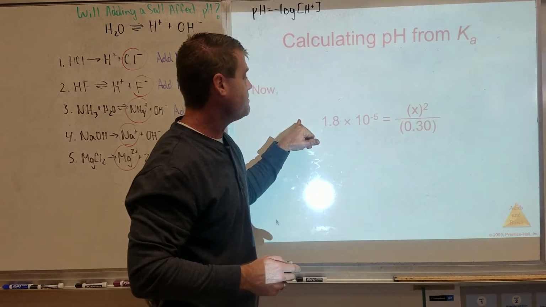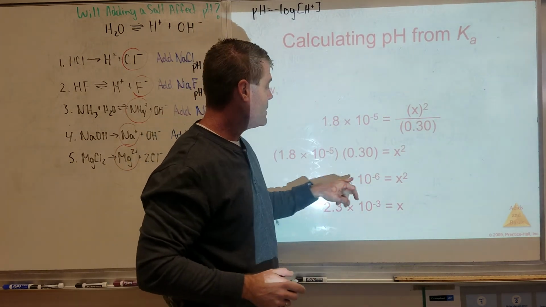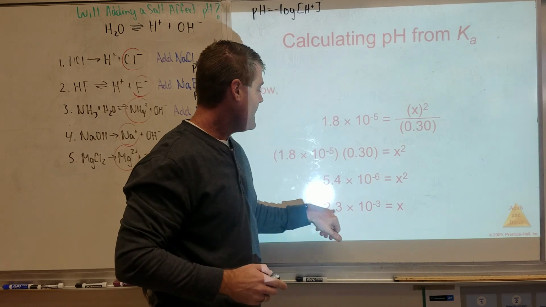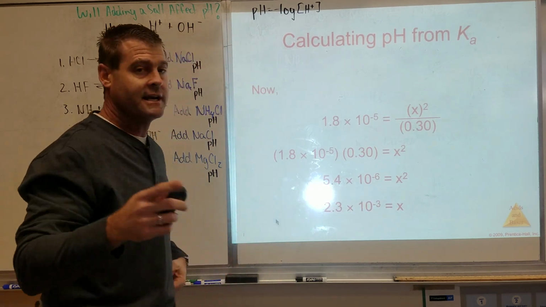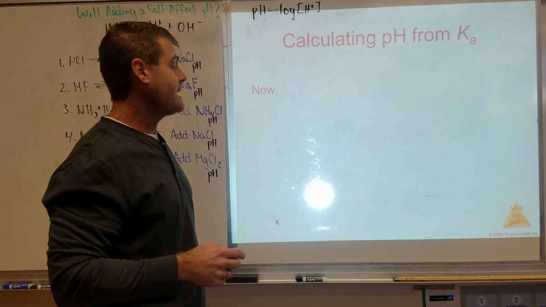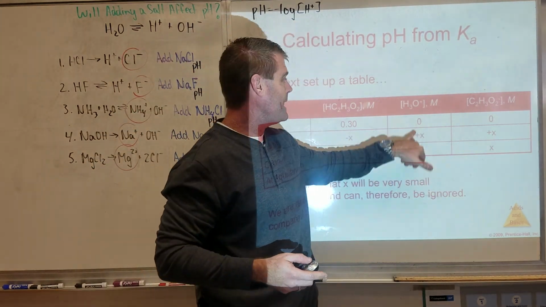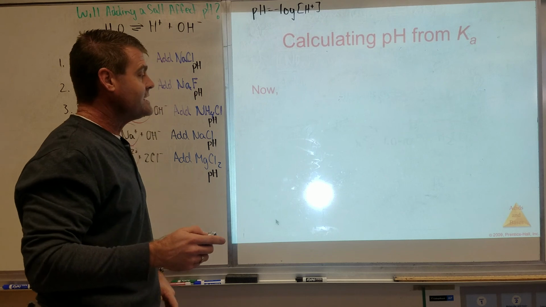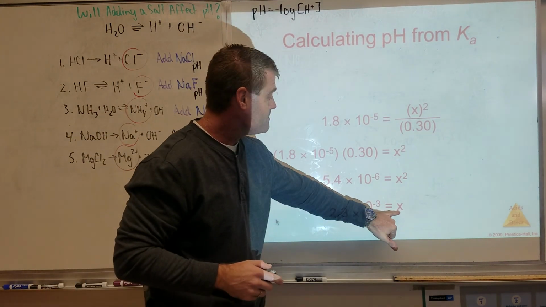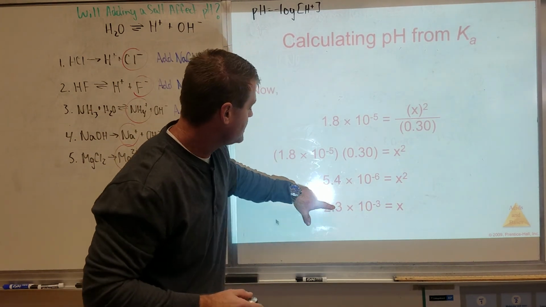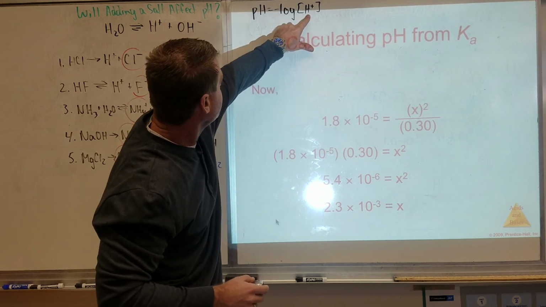So I multiply both sides by 0.30, and that's X squared, then I get the square root of that. And so I got X is 2.3 times 10 to the negative 3. You guys got to remember, what was X? X was the hydronium and the acetate, so that is my hydronium ion concentration. So then, as you might expect, if this is my hydronium ion concentration, wouldn't I just take this value and plug it in there to get my pH?